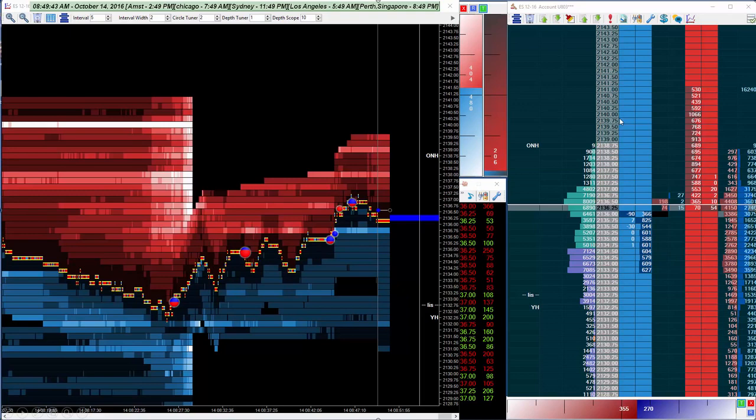So if it was crude oil, you're not going to try and do that. You're not going to try and fade that move with 3 ticks. On the S&P 500, you could scalp that with a 3-tick stop. Okay, so if you enter on large size getting trapped, you won't need a big stop.